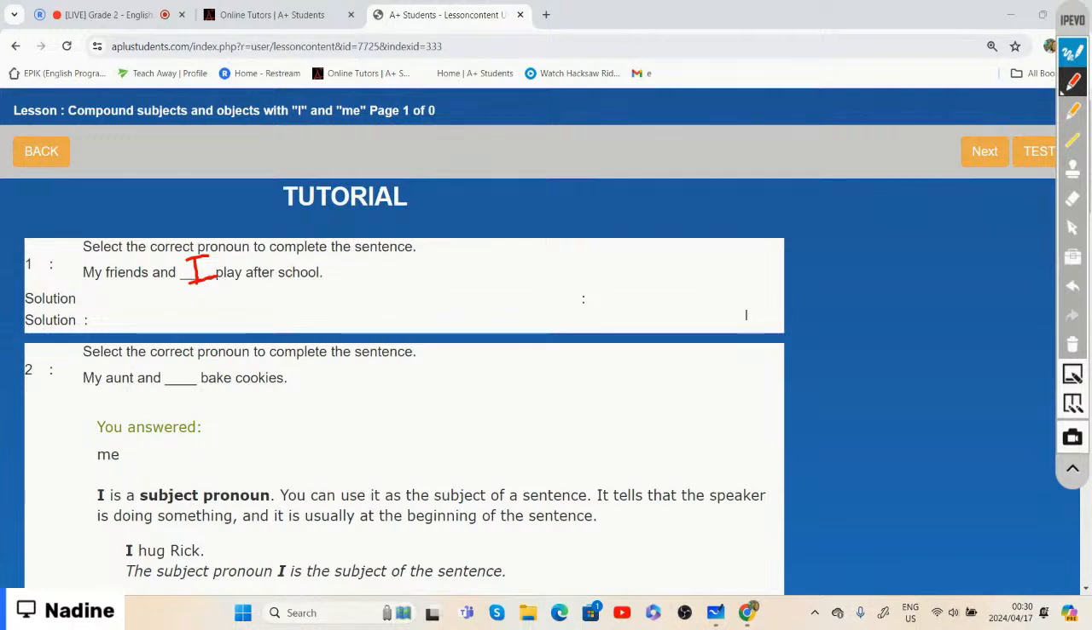So we said my friends and I play after school, right? And I is a subject pronoun, right? You can use it as a subject of a sentence. So my friends and I can be used as a subject of a sentence, and it tells the speaker is doing something, and it's usually at the beginning of a sentence. Now we can also say my aunt Anne. Do I say my aunt and I bake cookies, or my aunt and me bake cookies?